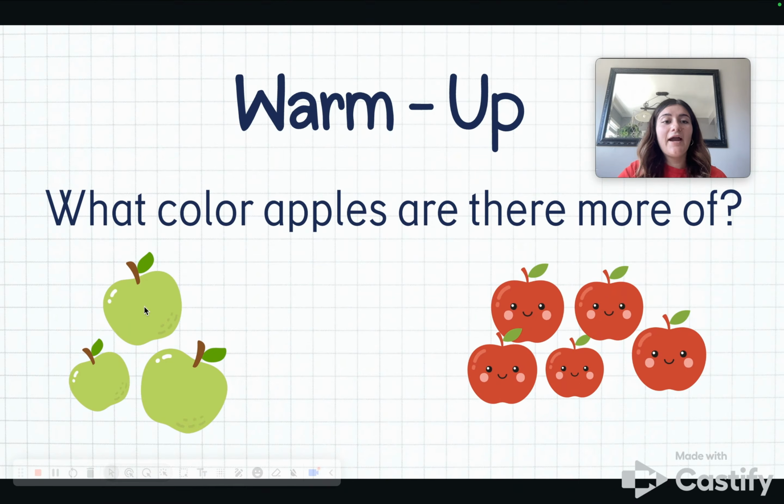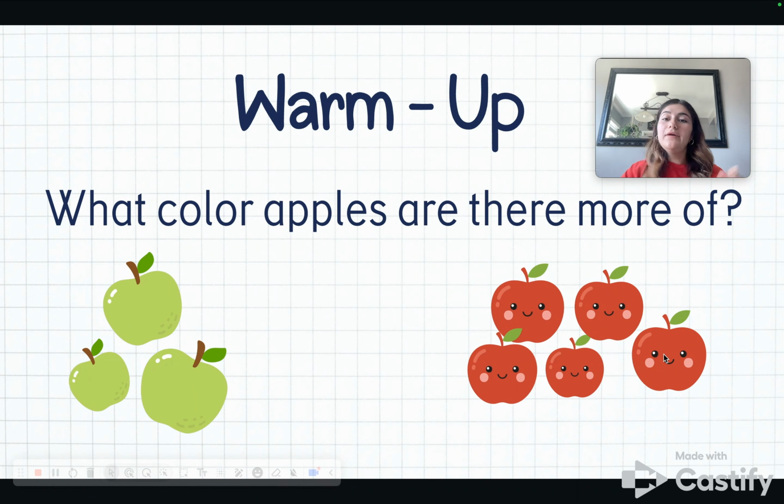So let's start by counting the green apples. We're going to use our hands to count the green apples. Let's do it together. 1, 2, 3. There are 3 green apples. Now, if we look at the red apple side, let's count together using our hands again. 1, 2, 3, 4, 5. There are 5 red apples.